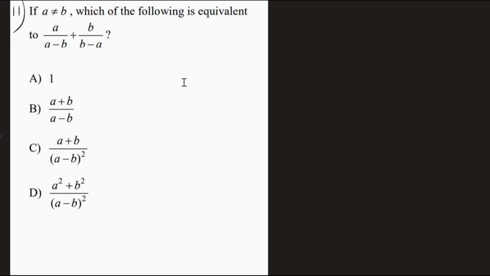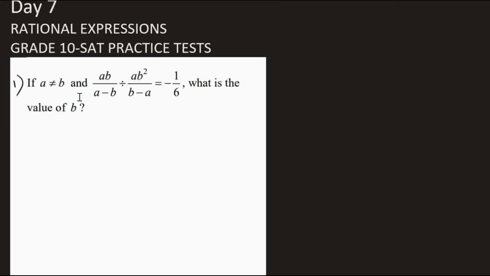Let's go from number 1. If A is not equal to B and AB over A minus B divided by AB squared over B minus A equals negative 1 over 6, what is the value of B?